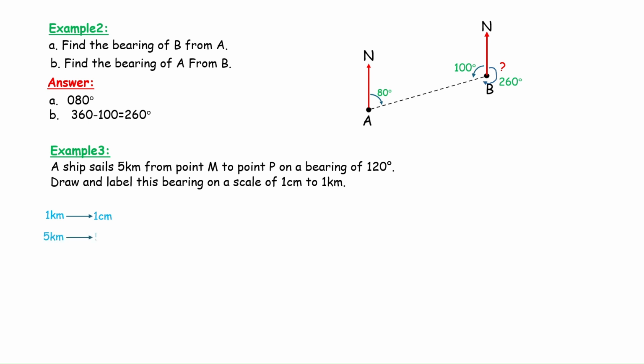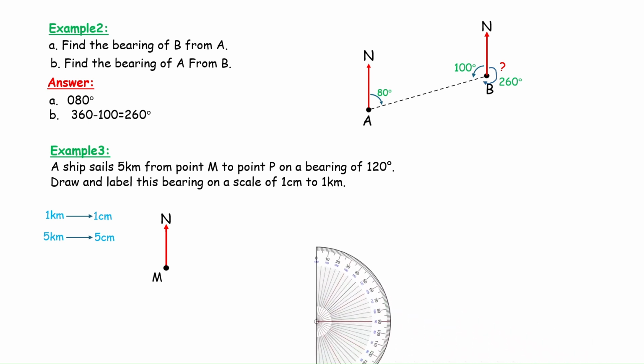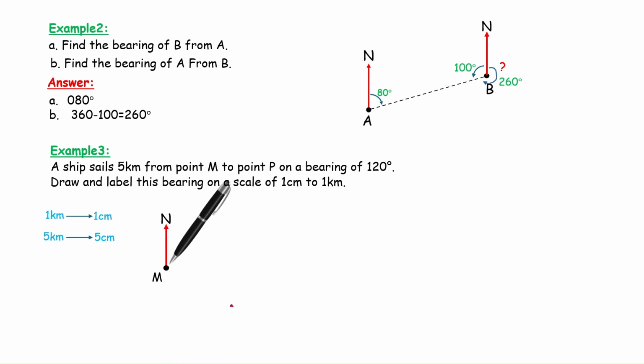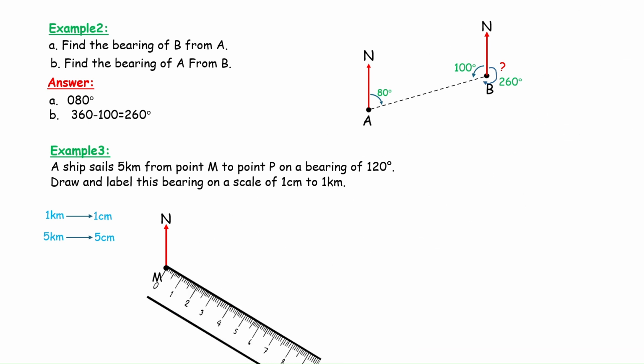Now, plot the point M, which is the starting point. Then draw the north, to move on a bearing of 120 degrees. Now, using a protractor, we draw an angle of 120 degrees starting from north clockwise. Put the 0 toward north and get the 120 degree angle in this way. Now, draw a line passing through the point and extend it. Then, bring a ruler and measure 5 centimeters, which represents 5 kilometers. Plot the point P, which is the ending point. Then write the 120 degrees and the 5 kilometers as required.